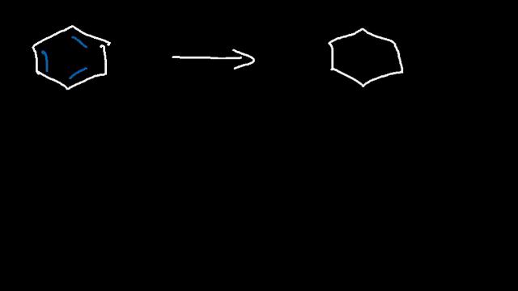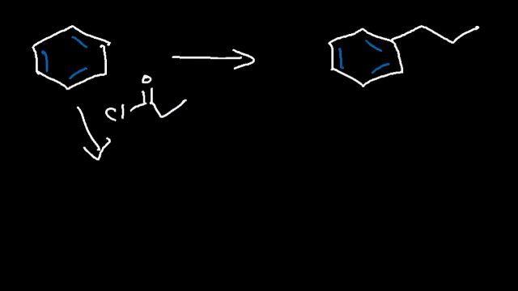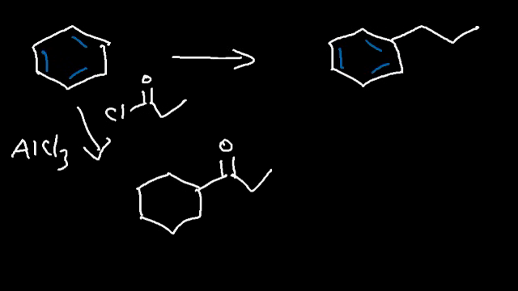Now, starting from benzene, how can we make propylbenzene? So we know we can't make it using the Friedel-Crafts alkylation reaction, but how can we produce this product? We can make it using the Friedel-Crafts acylation reaction. So first, we need to add an acid chloride using the aluminum chloride Lewis acid catalyst. What's going to happen is this is going to turn into a ketone. The chlorine is going to leave.